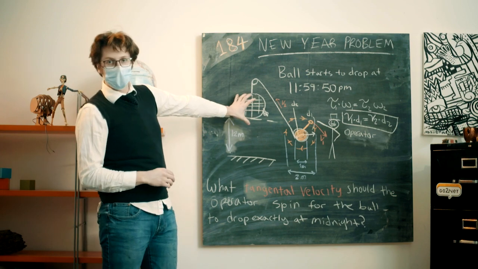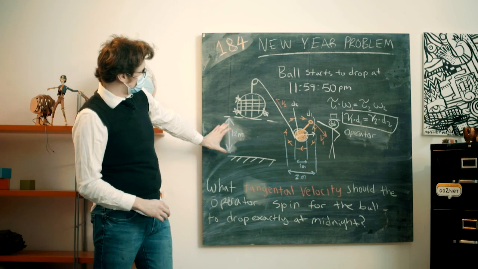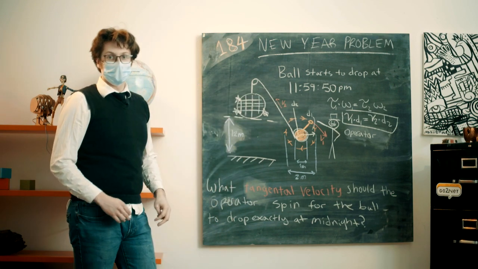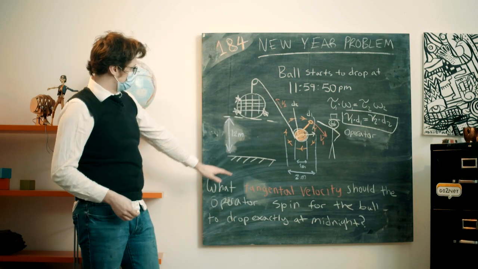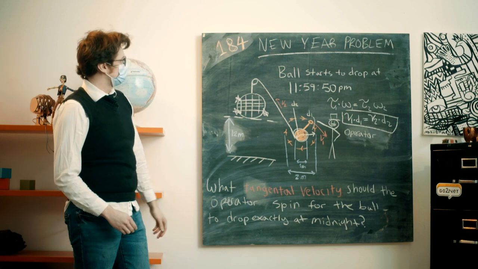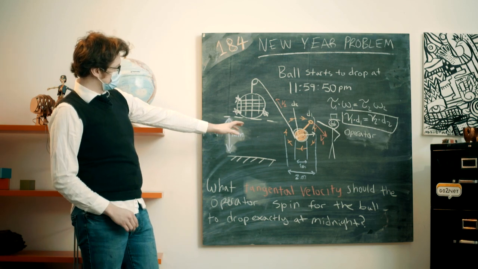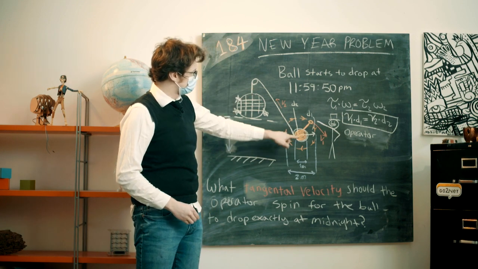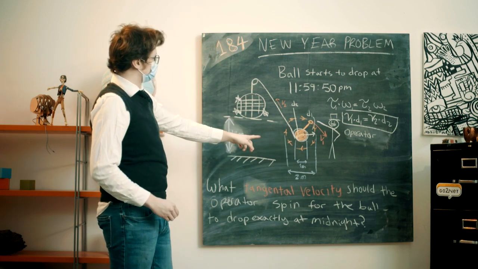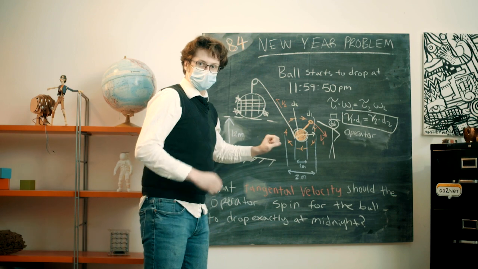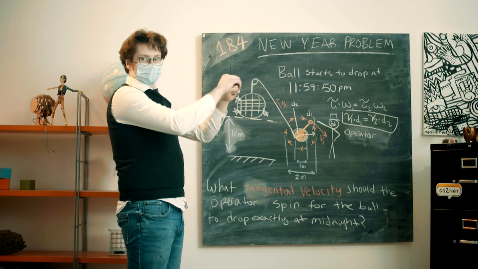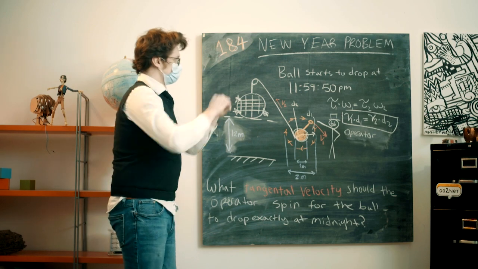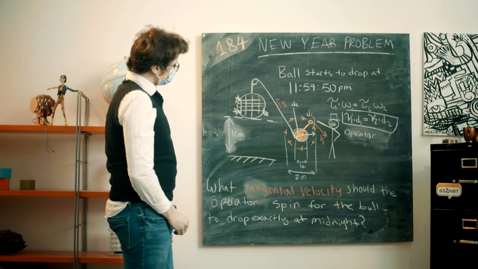So if you remember, we had the ball, and it is 12 meters off the ground, and it's going to start to fall 10 seconds before midnight. Okay, and we want it to hit the bottom exactly at midnight. And to drop this ball, it's on a string that's wrapped around a drum. Okay, and this drum rotates by an operator who's got this big cranking handle. Okay, and he cranks it to slowly drop the ball.